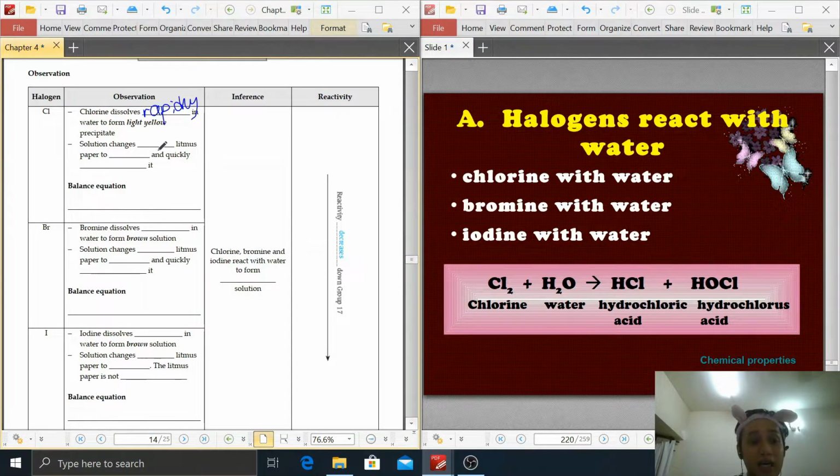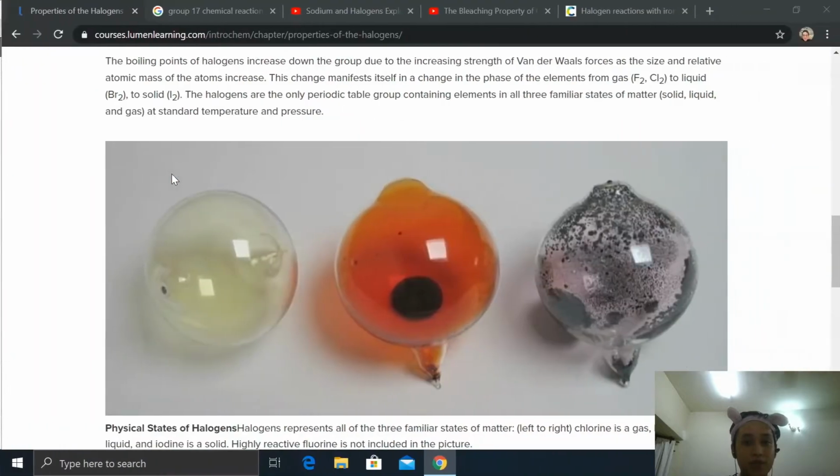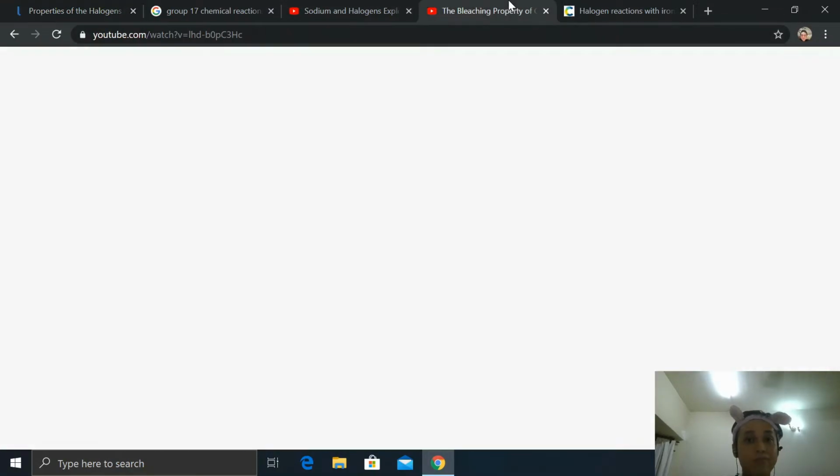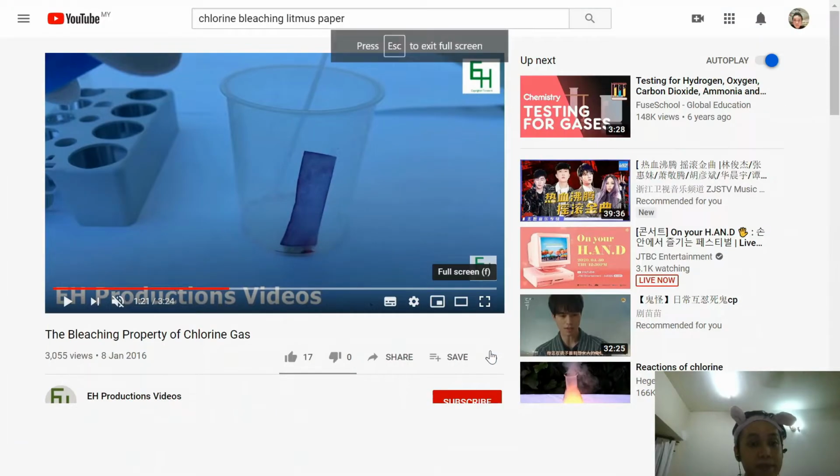Remember, you need to know the color of the solution. And since you are forming an acid, you are going to change blue litmus to red. Another very important thing is this: it quickly decolorizes. This one is very important. This is what they call a special characteristic of halogens. After they change the litmus paper to red, it will decolorize. So I'm going to show you an example right here, the bleaching properties of chlorine.